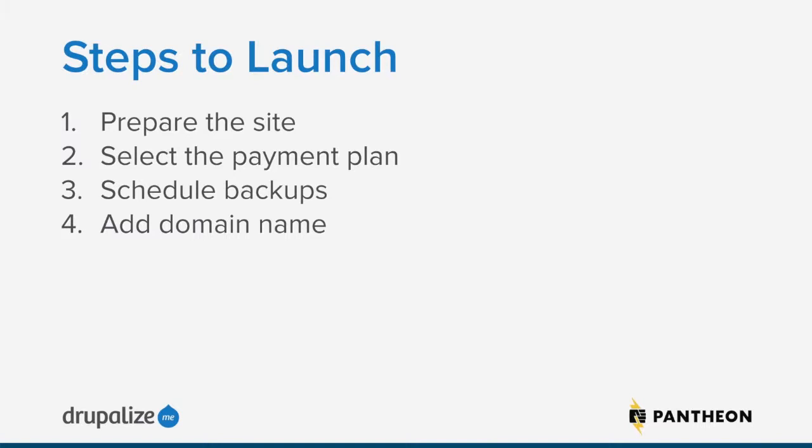Once you have your site in the live environment and you feel like you're ready to go, then you're going to select the payment plan for this particular site. And that'll get you access to the additional settings that you need to make it real, as it were. So once you've selected the payment plan, you can then schedule your backups, and you can actually add the domain name, set up your DNS, set up SSL, those kinds of things. Those are the final steps that actually will get your site out there so that people can access it on the web.